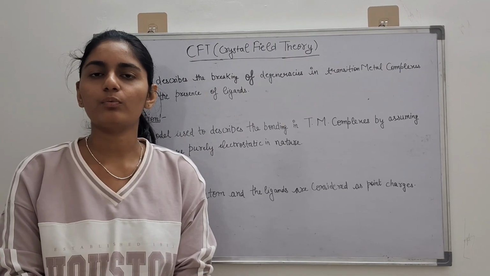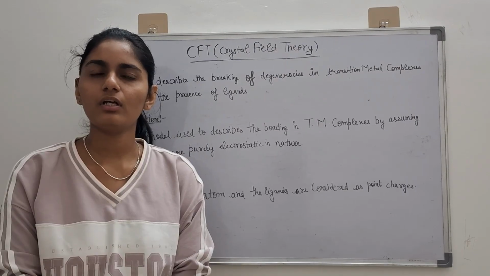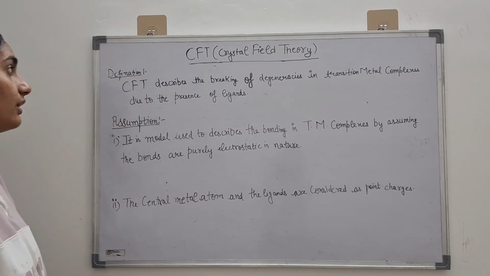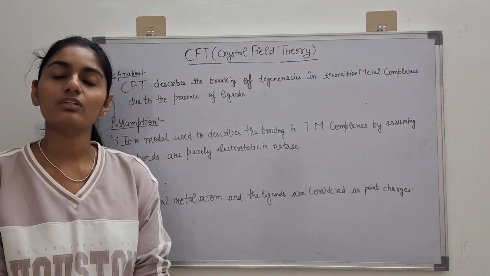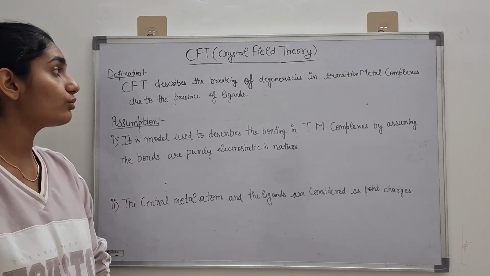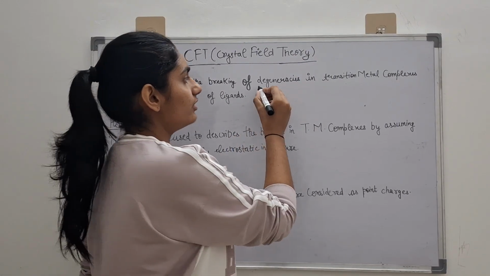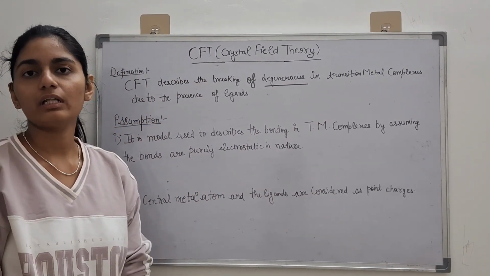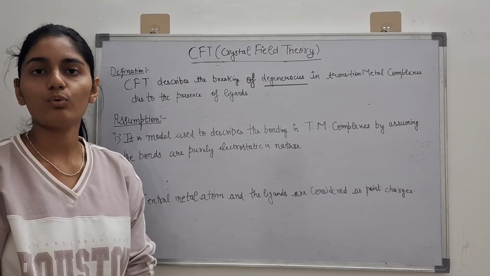Today I am going to explain a very important topic in inorganic chemistry, which is CFT, crystal field theory. As written here, CFT describes the breaking of degeneracies of transition metal complexes due to the presence of ligands. What do we mean by degeneracy? Degeneracy means the orbitals having the same energy, all the orbitals having the same energy.